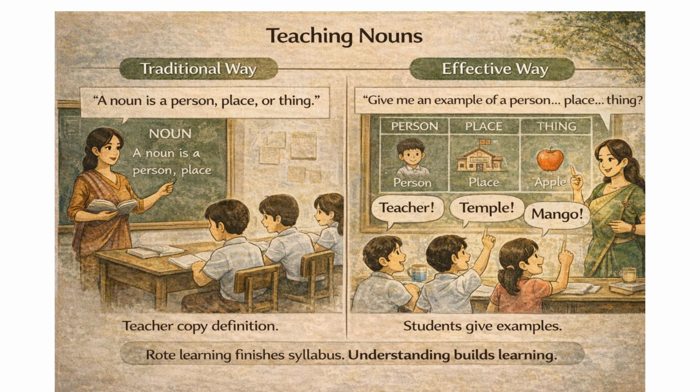Here, the topic is nouns. On the left, the traditional way, the teacher writes the definition, students copy it into their notebooks, but many still do not fully understand what a noun really is. On the right, the effective way, the teacher asks students to give examples of a person, place, and a thing. Students respond. Now they are thinking, they are relating the concept to real examples around them. The definition remains the same, but understanding grows when students actively participate in the learning.